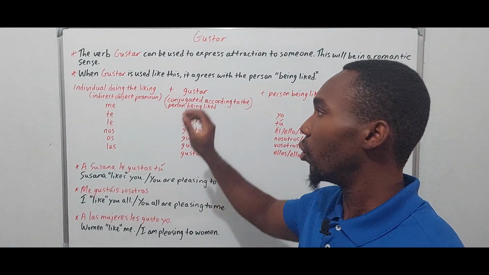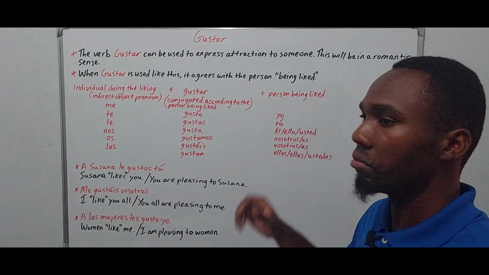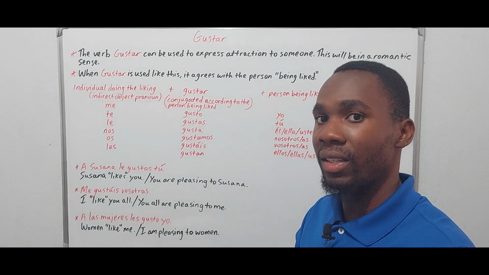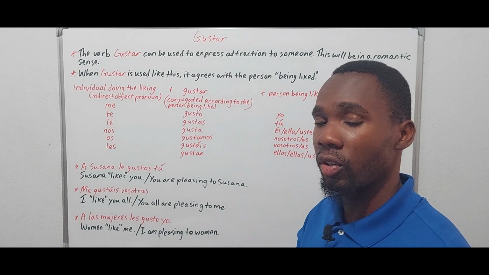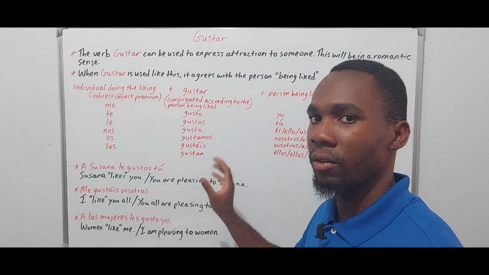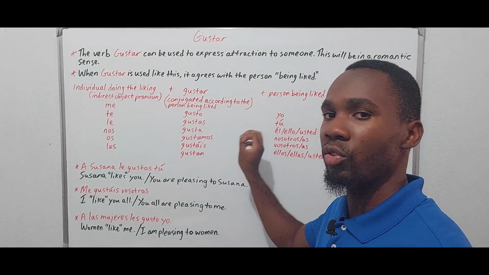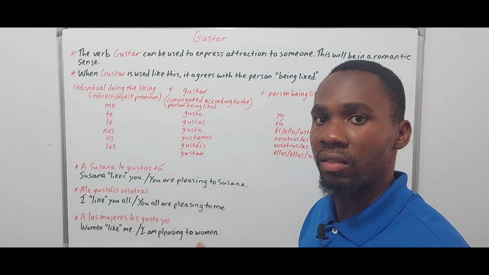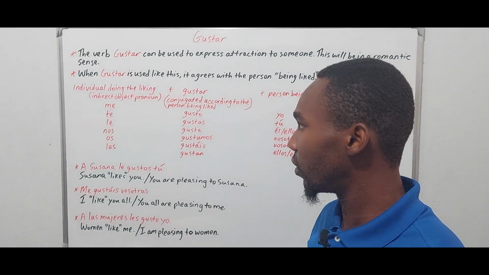What's the difference? So when gustar is used like this, it agrees with the person being liked. Similarly, with the other uses, we know that it will be conjugated according to the third person singular or plural depending on what is being liked. So the same thing will apply here, but it agrees with the person. So we're going to conjugate the verbs according to the typical subjects, yo, tú, él, etc., right? As we're going to see now.